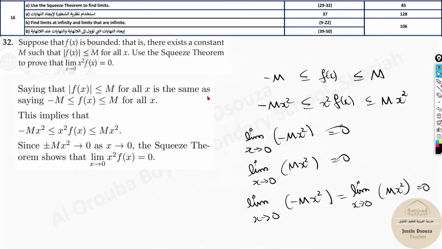I hope this is clear. Now in the previous ones we had to know the range. If this is a constant, it's very easy. You're just writing this constant and solving, right? There's nothing much.